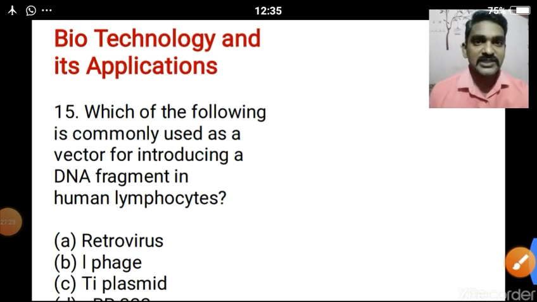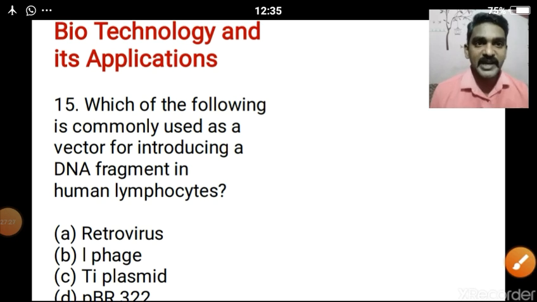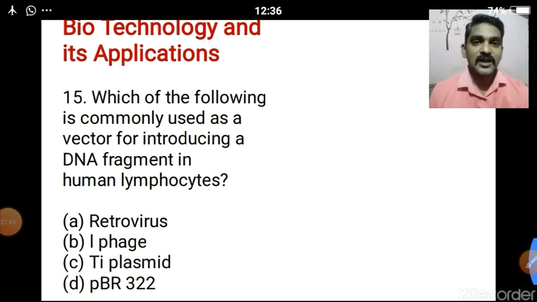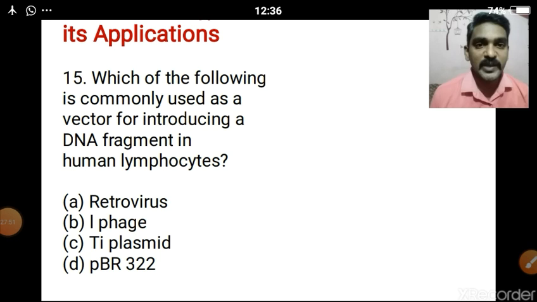Okay, the next question came from biotechnology and its applications. Here you can see, which of the following is commonly used as a vector for introducing DNA into human lymphocytes? So what is a vector? A vector is a gene transferring vehicle, used for transferring a gene from one organism to another organism. We will be discussing this later. Coming to the options: retrovirus, λ phage, Ti plasmid, pBR322. So what is λ phage? Bacteriophage is right.